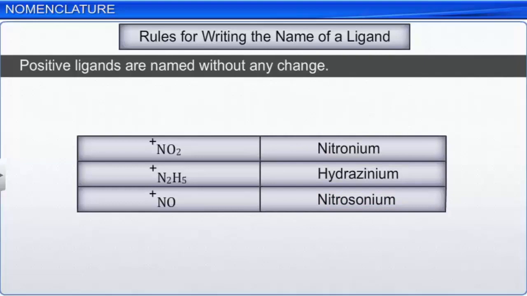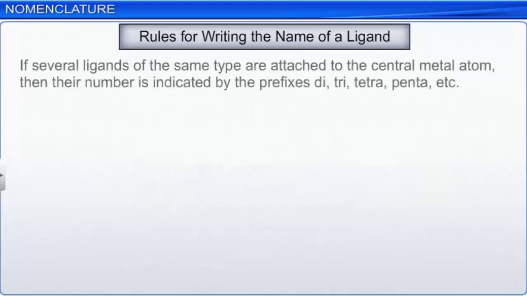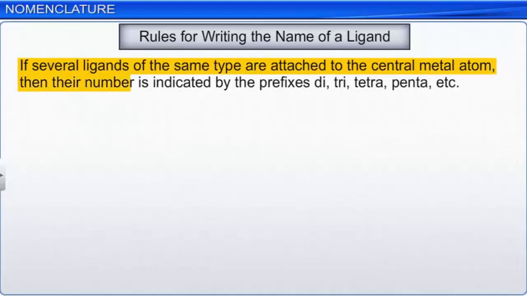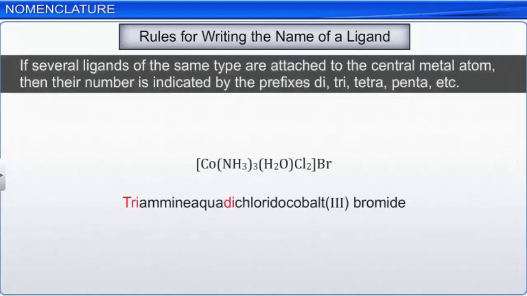Another rule says, if several ligands of the same type are attached to the central metal atom, then their number is indicated by the prefixes di, tri, tetra, penta, etc. For example, in the complex Co(NH3)3(H2O)Cl2, the 3 amine and 2 chlorido ligands are indicated by the prefixes tri and di, respectively.